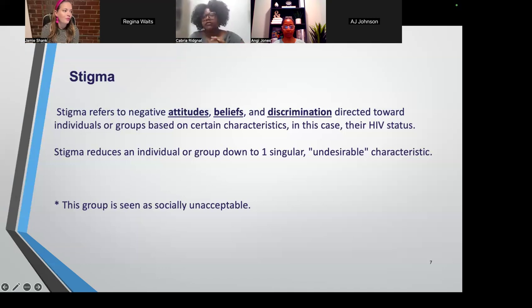So first, we'll start off with the definition of stigma, which relates to the negative attitudes and beliefs and discrimination directed towards individuals or groups. We also want to emphasize that stigma reduces an individual down to a group or one singular undesirable trait. In this case, it could be their sexuality or living with HIV. It's also important to note that because of these negative attitudes and beliefs and also discrimination, the person or group of people can be seen as socially unacceptable. Next slide.